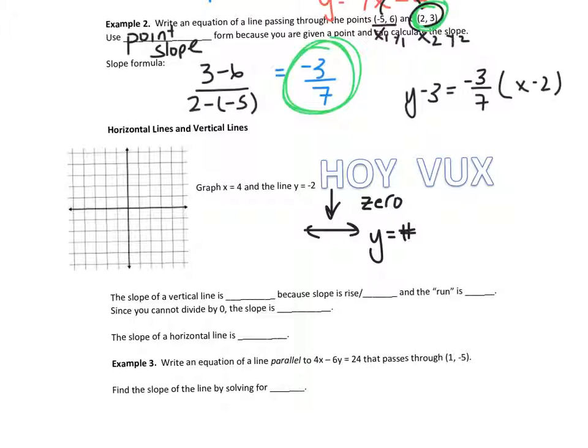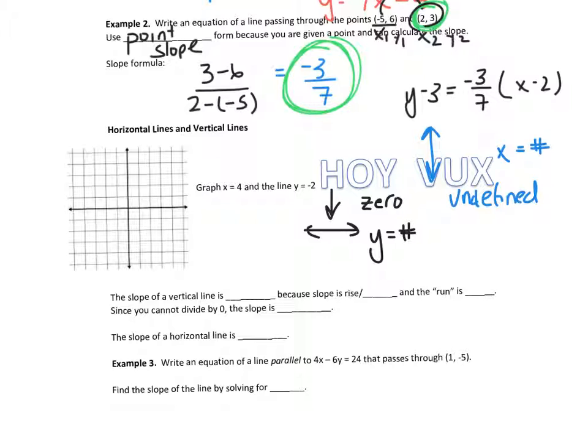and the Y stands for, in the equation, y equals a number. So the VUX stands for vertical lines have a slope that's undefined, and the equation is going to be x equals a number. Okay, that's how you can keep horizontal and vertical lines straight.